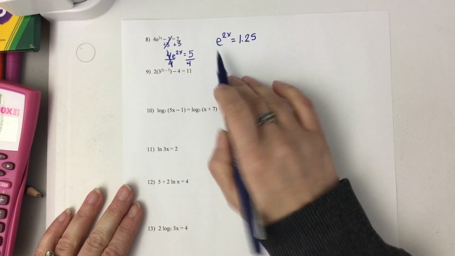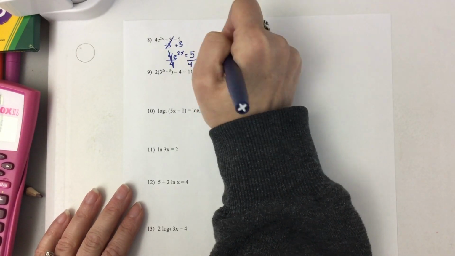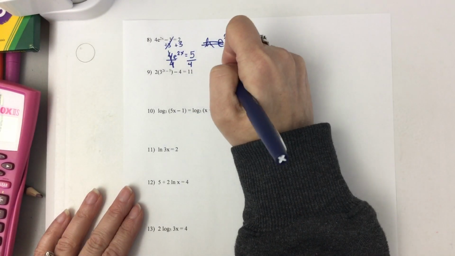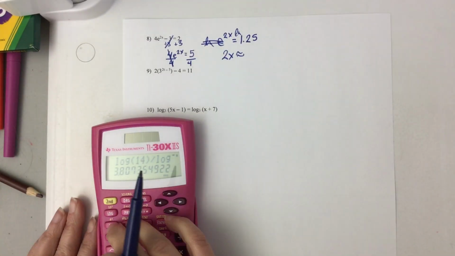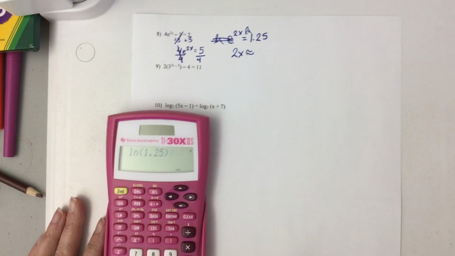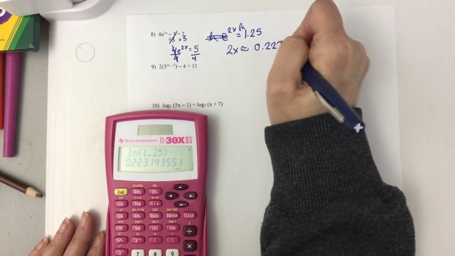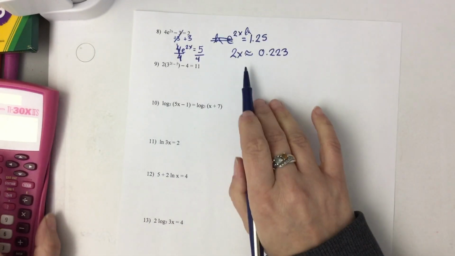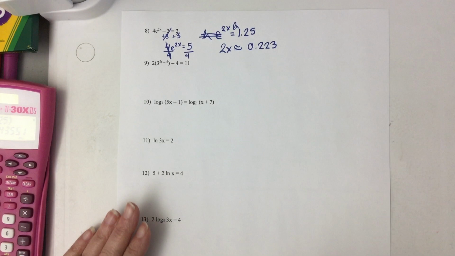Now that I have e out front, take the natural log of each side. Because ln and e cancel, 2x is what I have left. This I have to put in my calculator. So natural log of 1.25. I get 0.223. And again, notice that I switched it to an approximate answer. It's not exact because I'm not writing every single value.